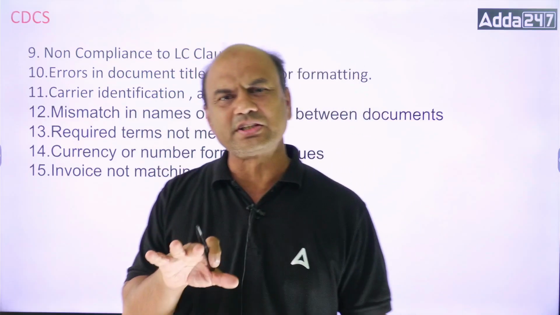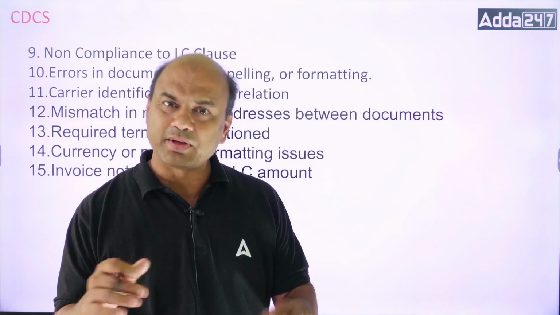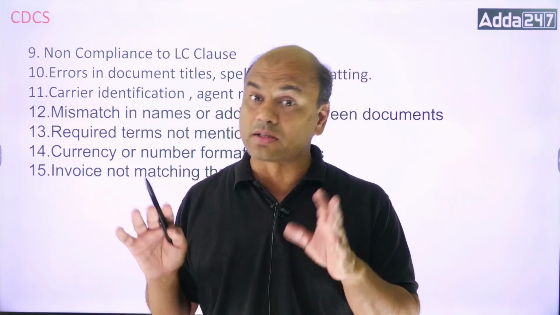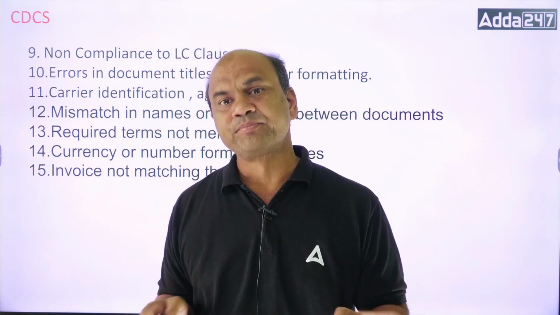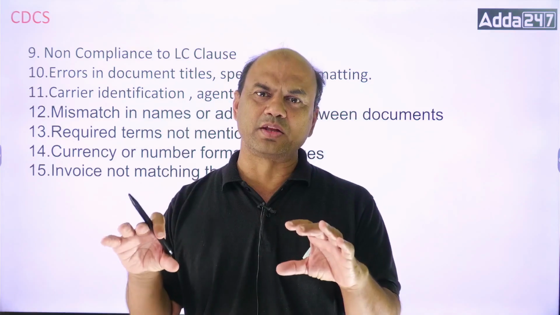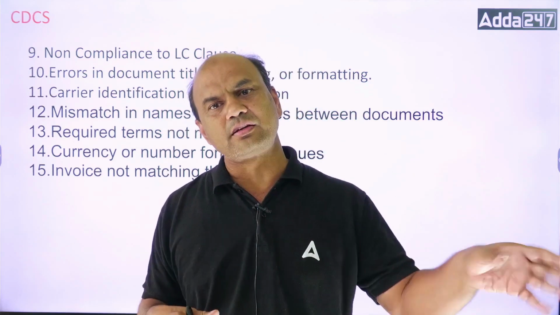Now see this. This was just one example I gave you about insurance. It can be any other document also, in general terms also. See, what does UCP or ISBP say? That the goods description in the invoice should be similar or contain all the terms of the credit.